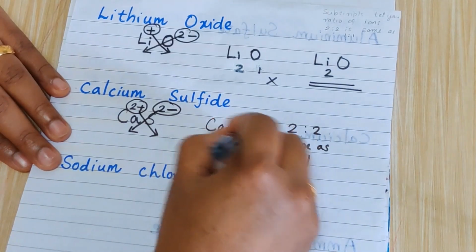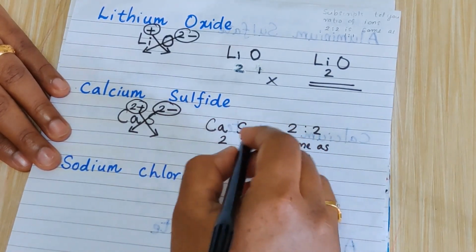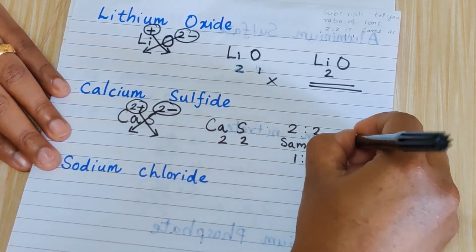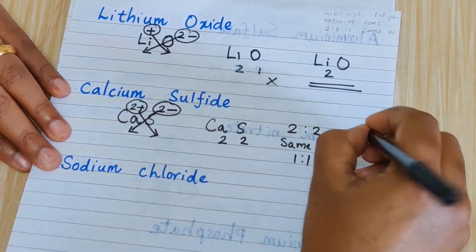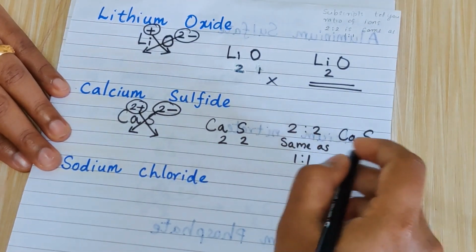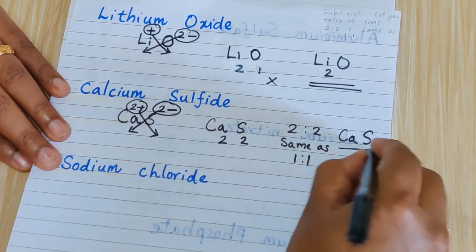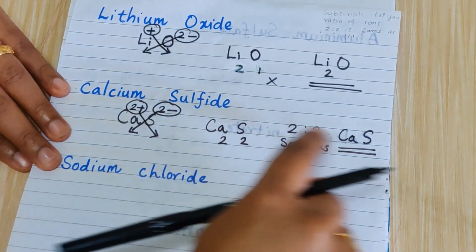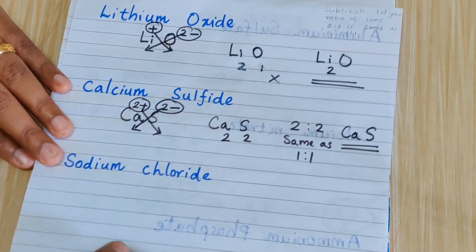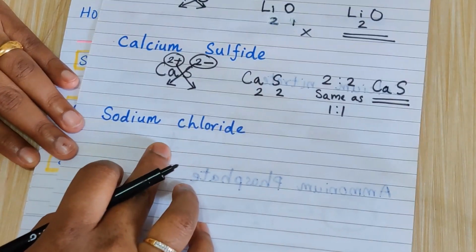So we don't want to write 2 and 2. We have to write Ca and S. No need to write Ca1, S1 because if it is 1, we don't want to specify that. So what is the chemical formula of calcium sulfide? CaS. Okay, what about the last example?